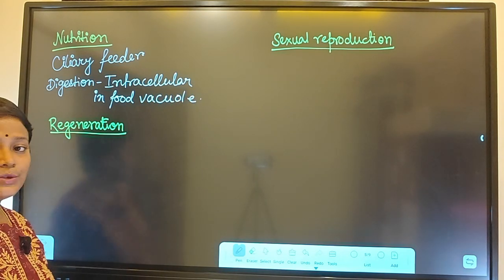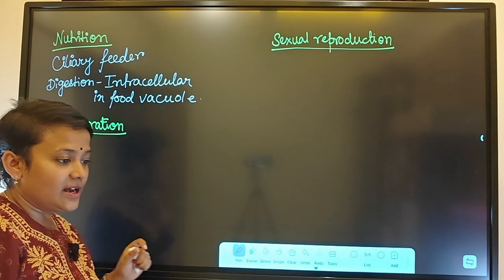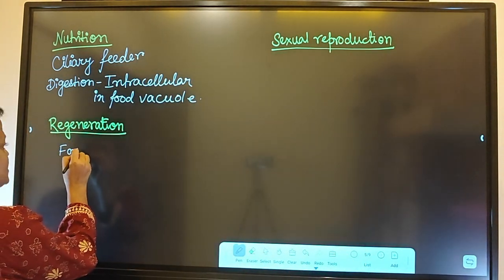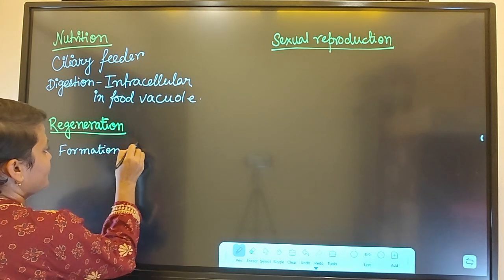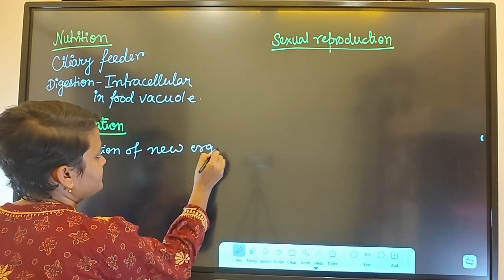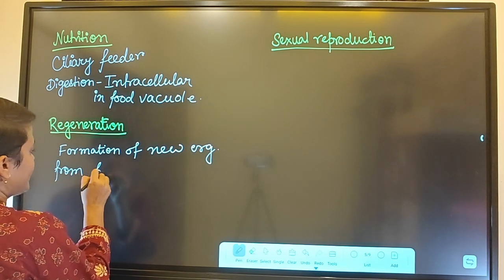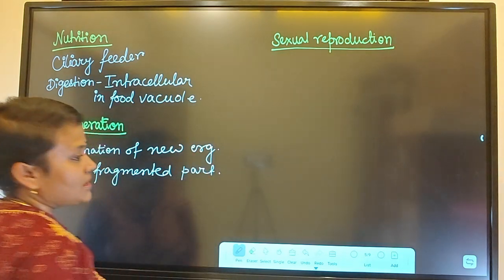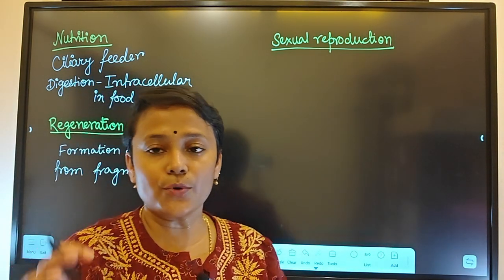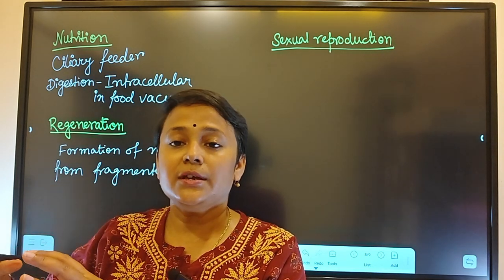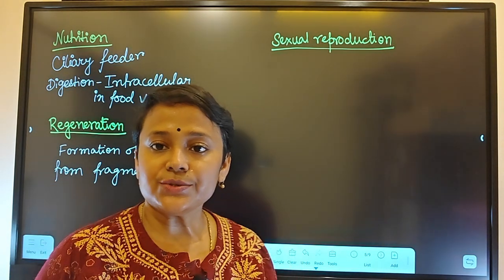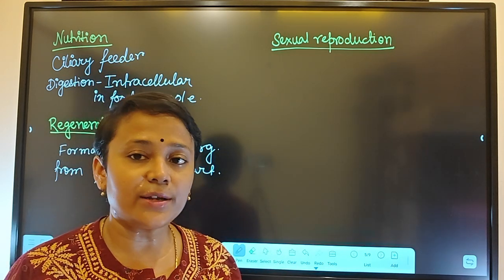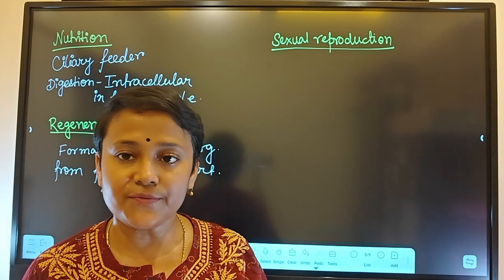Coming to regeneration. They have a great power of regeneration. Regeneration means formation of a new organism from a fragmented part. If any fragmentation happens, a new sponge will be generated from the fragmented part. This property is called regeneration. It is also a kind of reproduction because new organisms are forming, right?